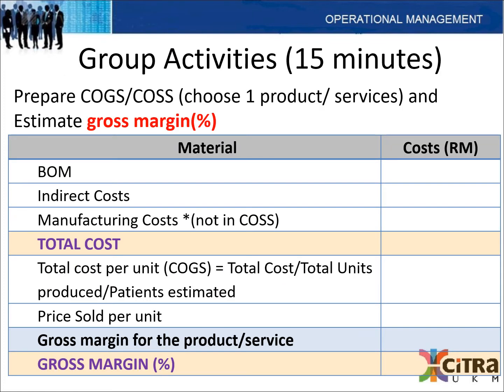As previously mentioned, I prepared this slide in case you need these activities. Normally this can be done in 15 minutes. This is how you prepare the costs and estimate the gross margin percentage. You should know the BOM, the indirect cost, the manufacturing cost, and so on, and then from there you calculate your own gross margin. It depends on your own company.